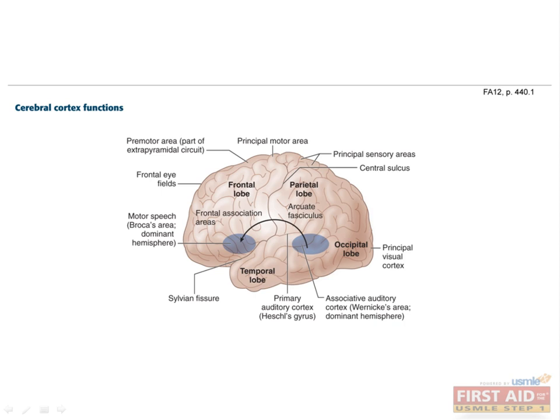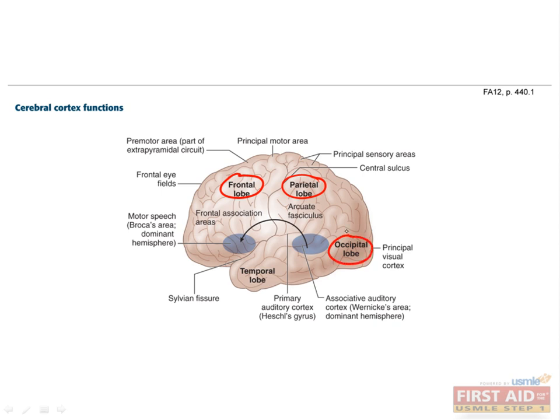Now let's talk about the cerebral cortex. Generally speaking, the cortex is split into 4 lobes. The frontal lobe contains the precentral gyrus, containing the primary motor cortex. The dominant hemisphere contains Broca's area, which produces speech. The parietal lobe contains the postcentral gyrus, containing the primary somatosensory cortex.